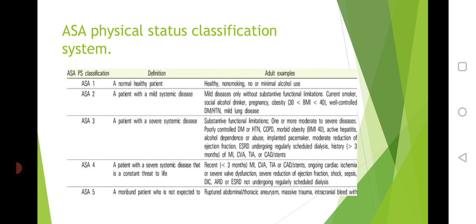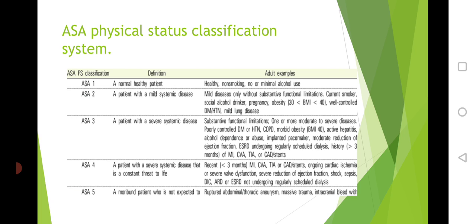ASA 1: a normally healthy patient, healthy, non-smoking, no or minimal alcohol use. ASA 2: a patient with a mild systemic disease only, without substantive functional limitation, current smoker, social alcohol drinker, pregnancy, obesity, BMI less than 40 and greater than 30, well controlled diabetes and hypertension, mild lung disease.